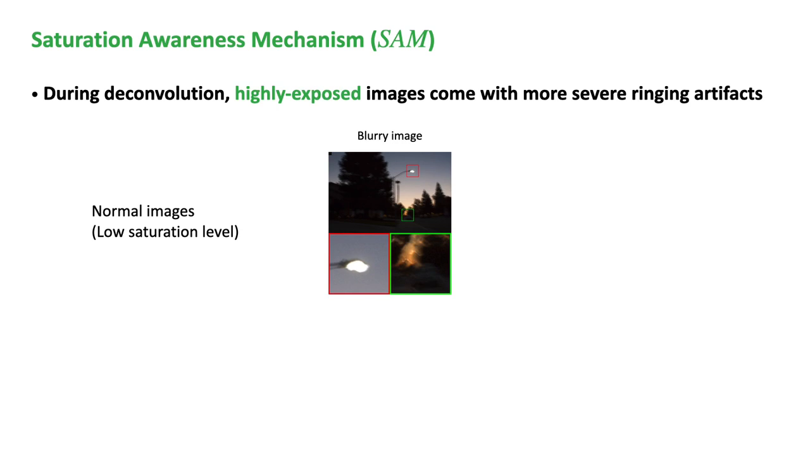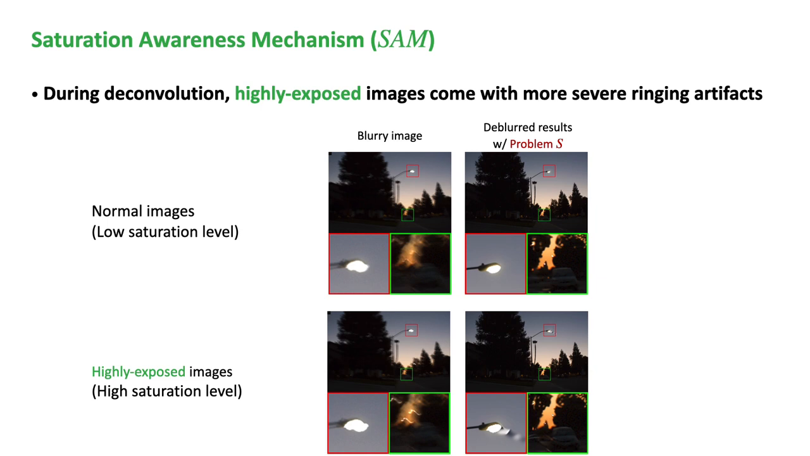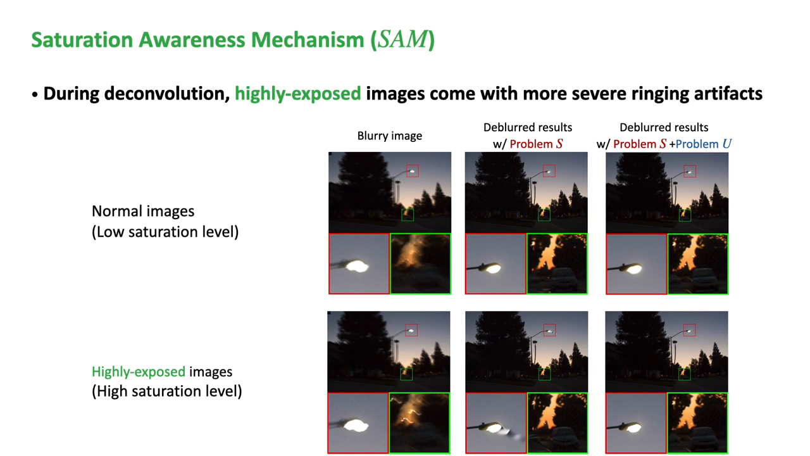Here is a blurry image with low saturation levels. As shown in the green box inside the lower image, there are more obvious light streaks for blurry images with high saturation levels. The problem S can only restore blurry artifacts for the blurry image with low saturation levels. But for the high saturation level, the deblur results of problem S often come with severe ring artifacts. Consequently, an additional problem U will be incorporated into the ADMM optimization flow to reduce ring in the non-saturation region.